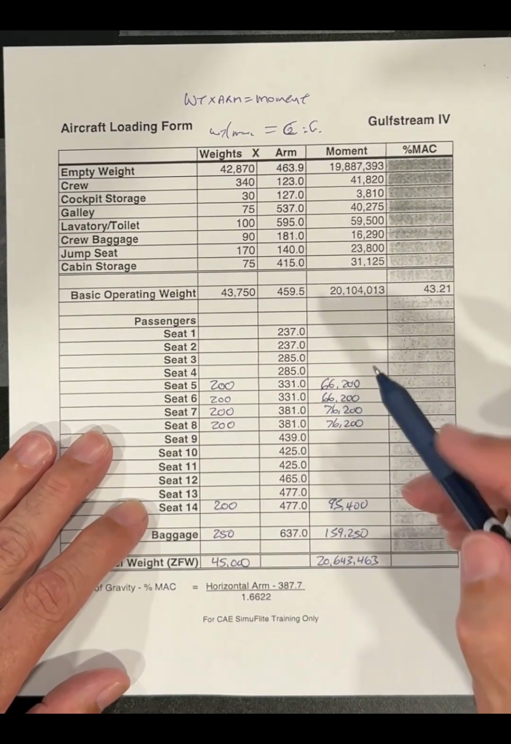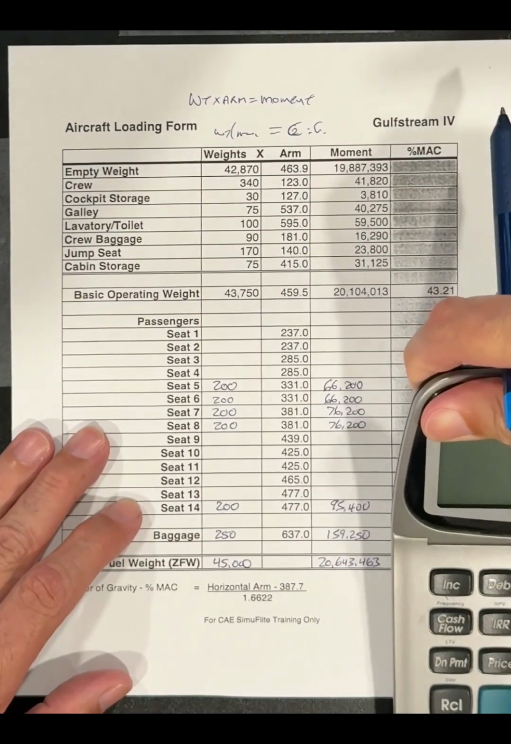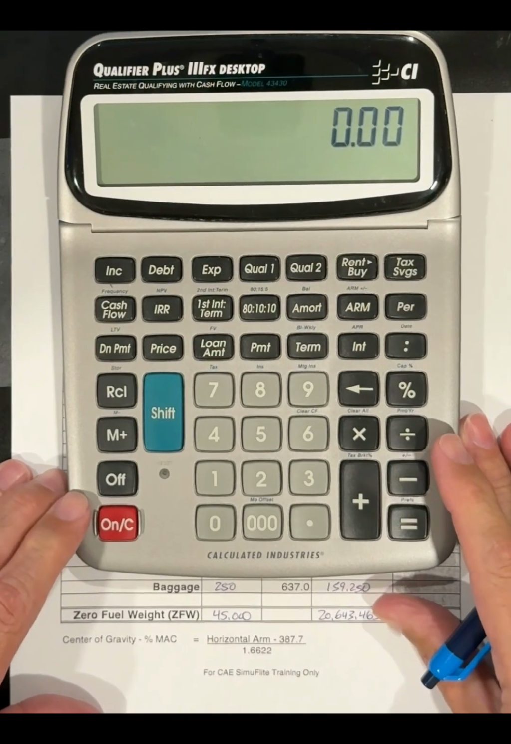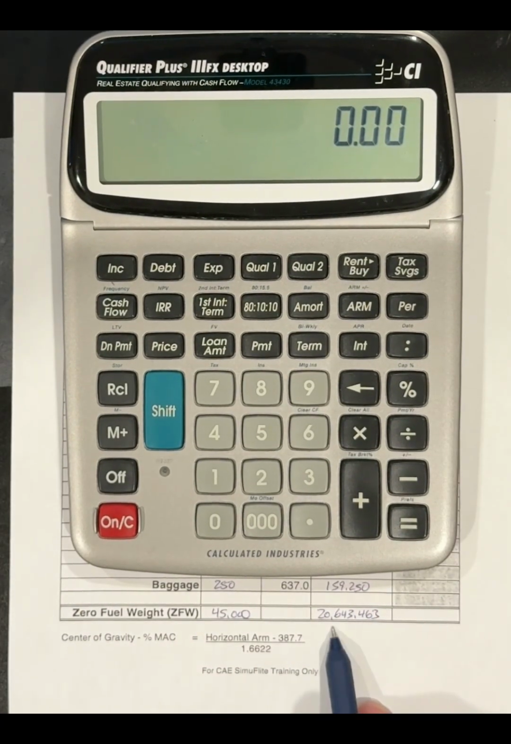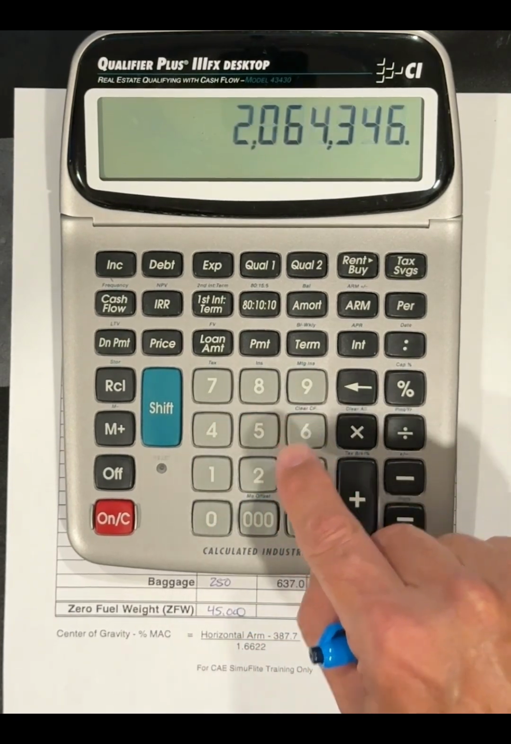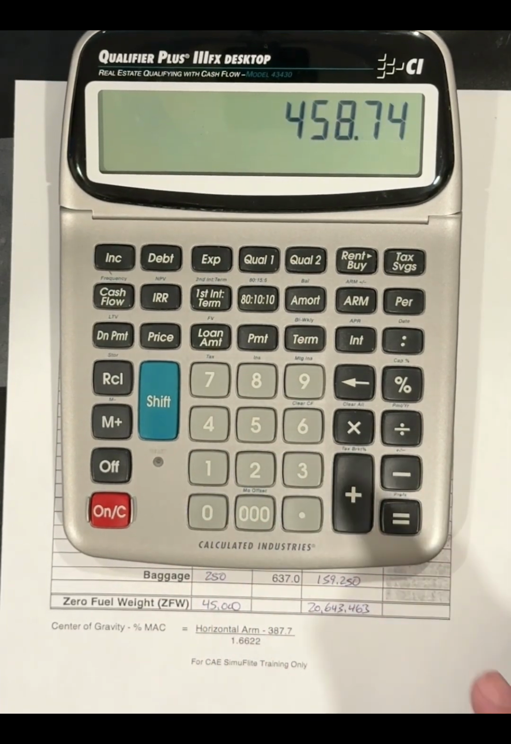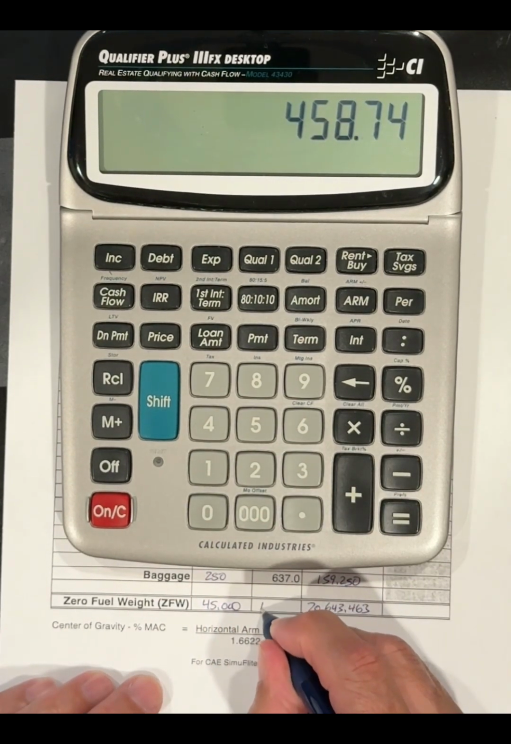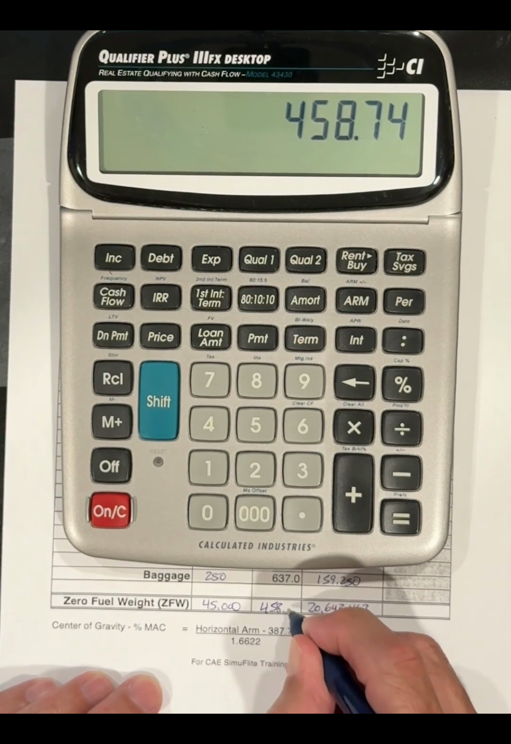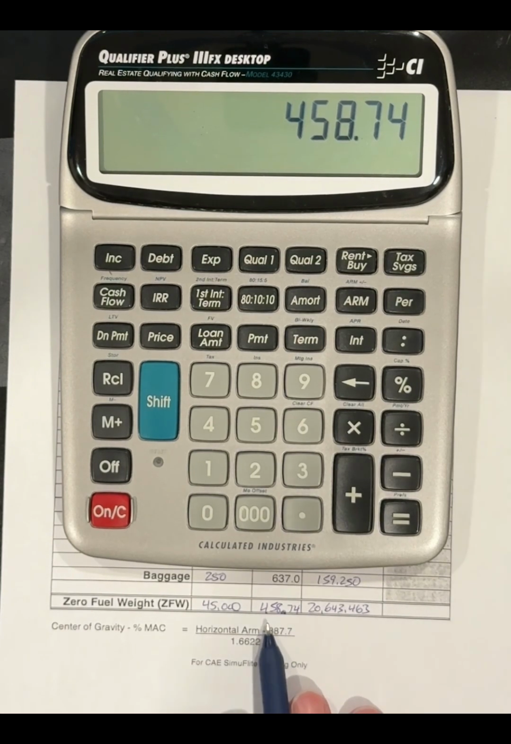So we're going to divide the moment by the weight here. How do we do that? Very simple. Let's take out the calculator again, if you guys can see this. So in the calculator, I'm going to put 20,643,463 divided by 45,000, and we come up with an arm of 458.74. Okay. So 458.74. That doesn't sound like a CG we're familiar with, does it?